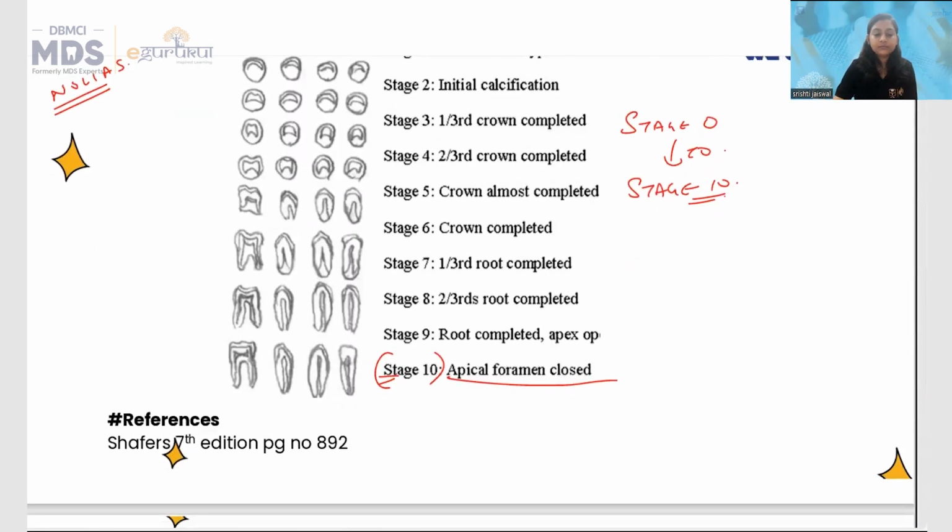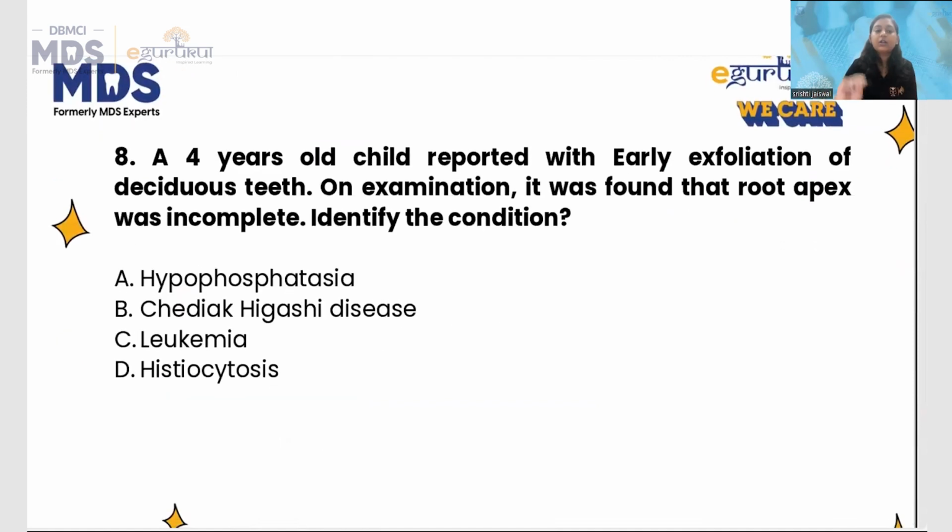Okay. Now, coming to our next question. A 4-year-old child reported with early exfoliation of the deciduous teeth. So, here the teeth are exfoliating very fast. On examination, it was found that root apex was incomplete. Identify the condition. Now, tell me, what deficiency of enzyme can lead to early exfoliation of the teeth? That means here the cementum is not getting deposited. Cementum deposition is affected.